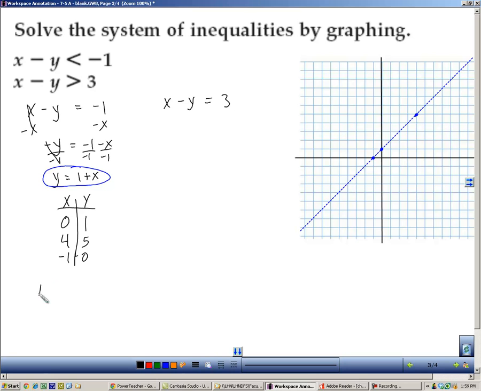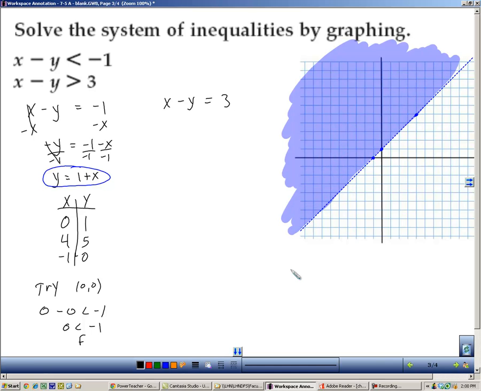Now we have to determine shading, and we do that by trying a point. 0, 0 is the best. So I'm going to plug 0 into the original equation. 0 minus 0 is less than negative 1. So is 0 less than negative 1? That's false. 0 is not. So 0 is on the false side or the bad side, which means I'm going to shade the other side of my boundary line. When you do this, the best way is just to lightly shade with your pencil.